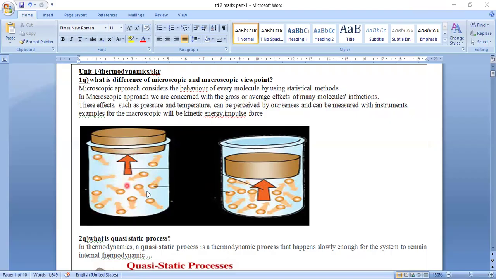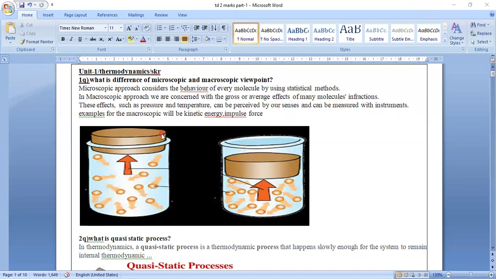Gas molecules are there. If you are taking one molecule and studying about that, then it is microscopic. If you are taking 2 to 3 or 3 to 4 molecules and studying about their average pressures and temperatures, then it is called macroscopic. You can see here the lid is given. All the molecules are randomly hitting each other. They are hitting the walls of this container and continuously moving.